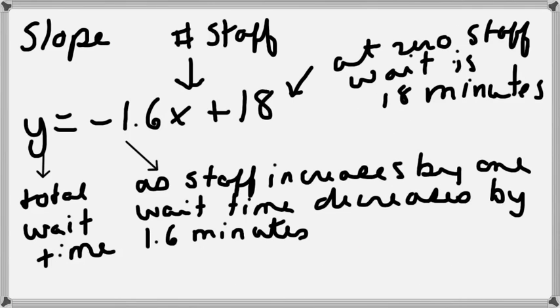Okay, so now you're supposed to tell me what the slope and the y-intercept mean, and the second secret message is that every number and every variable needs to be labeled just like I did. And so the slope is -1.6, and it means that as the staff members increase by 1, your wait time decreases by 1.6 minutes. And the y-intercept is 18, and it means that at 0 staff the wait time is 18 minutes, because probably you just get tired and go to some other restaurant.